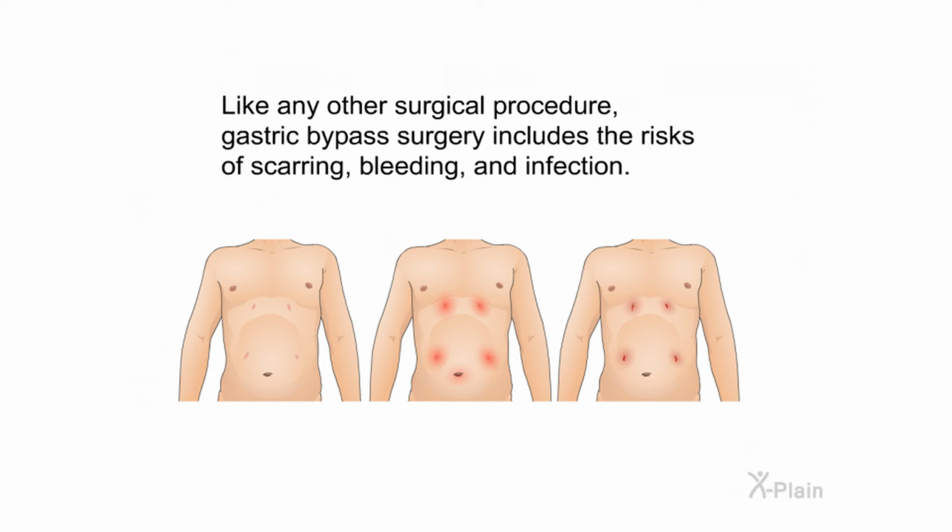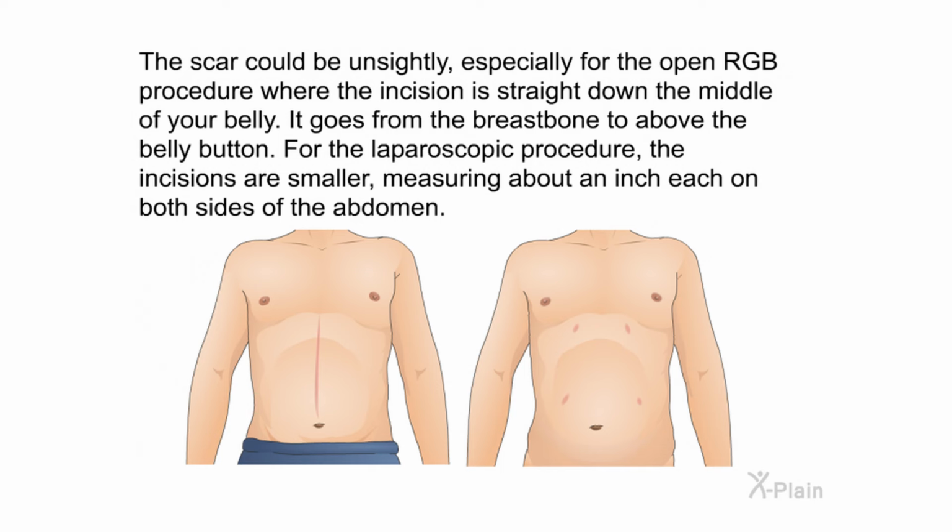Like any other surgical procedure, gastric bypass surgery includes the risks of scarring, bleeding, and infection. The scar could be unsightly, especially for the open RGB procedure where the incision is straight down the middle of your belly. It goes from the breastbone to above the belly button. For the laparoscopic procedure, the incisions are smaller, measuring about an inch each on both sides of the abdomen.